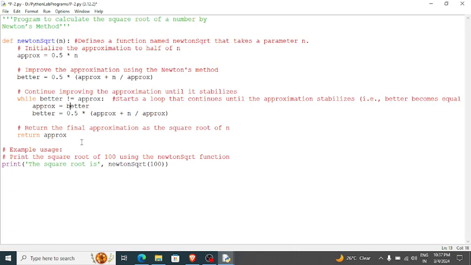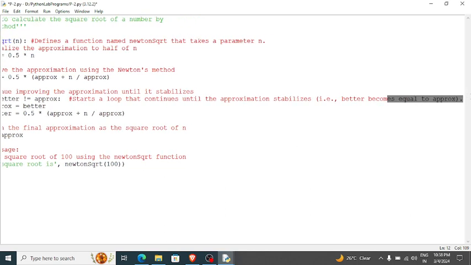After that, you continue to improve the approximation until it stabilizes. What do we mean by until it stabilizes? Until your approximate and beta values are equal, you continue this loop. That is why you have used a loop that continues until the approximation stabilizes, meaning your beta becomes equal to the approximate value. As written in the comments, until the value in beta becomes equal to the approximate value, the loop will automatically continue.